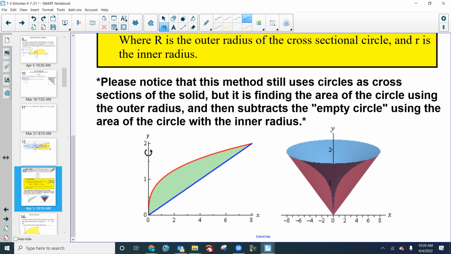So when you revolve this around the y-axis, we have the cone vortex, but it's kind of useless. Do you agree? It's a useless cone vortex. But that's the shape we're going to get.